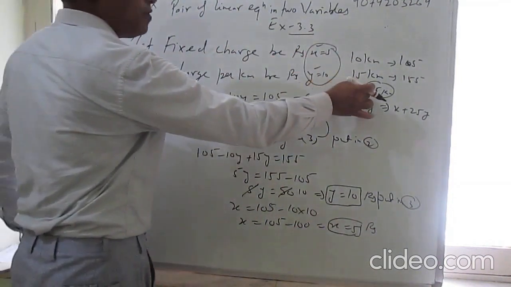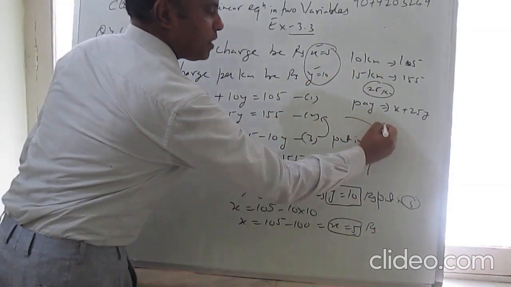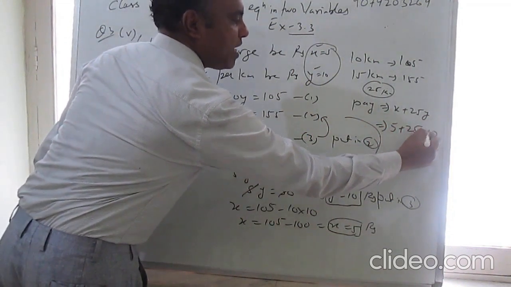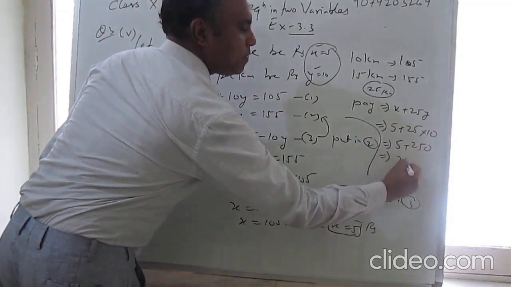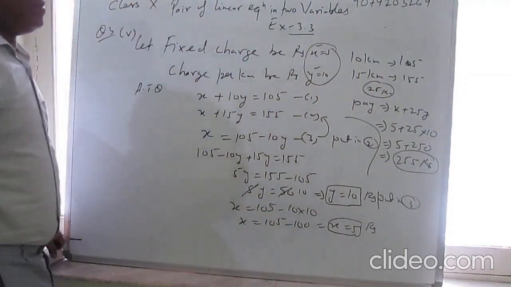Now, how much do we have to pay for 25 kilometers? Putting the values here, x is 5 plus 25 into 10, 5 plus 250, 255 rupees if you travel 25 kilometers.